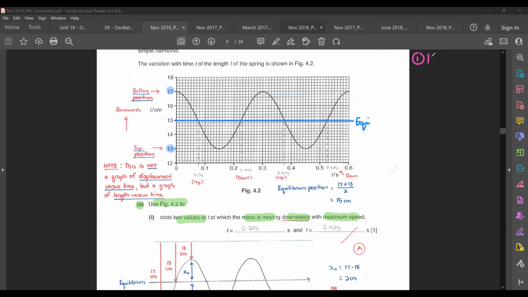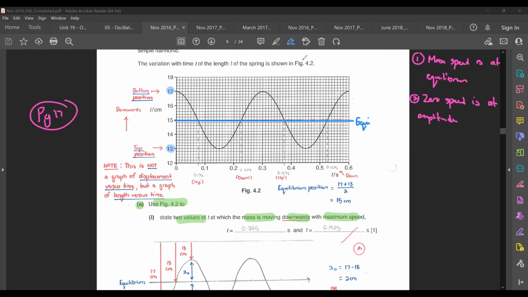Okay, so one of the things that you may have learned in your wave section of AS, or rather just in your current chapter, Simple Harmonic Motion, is that we always say maximum speed is at equilibrium. This is something that we've learned in AS waves and also A2 Simple Harmonic Motion. Maximum speed is at equilibrium. Zero speed is at amplitude. So in our case, max speed is at equilibrium, but zero speed would always be at amplitude.